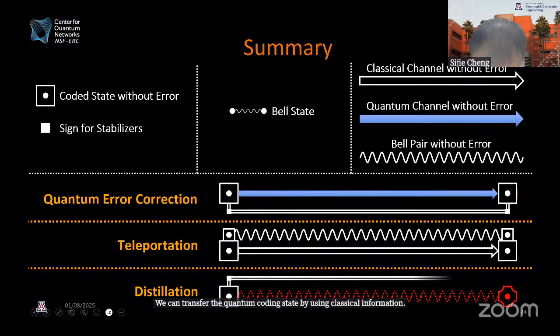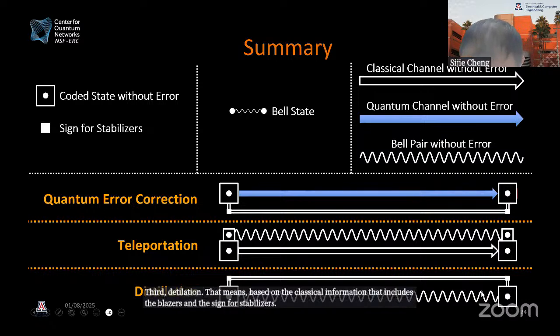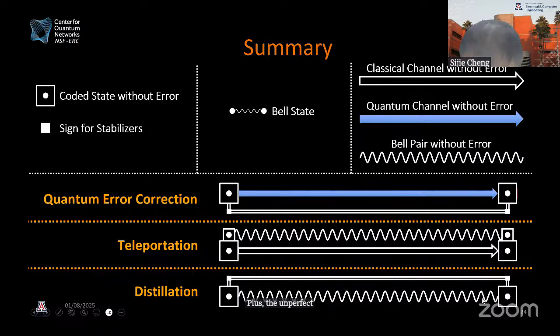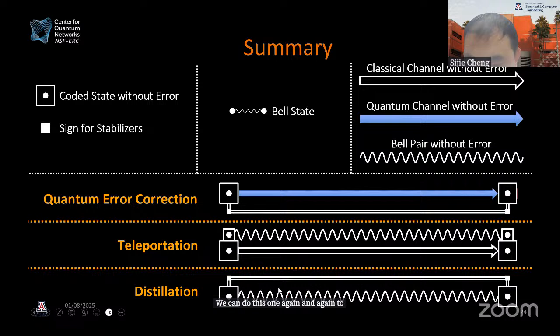Third, distillation. That means, based on the classical information that includes stabilizers and the signs for stabilizers, plus the imperfect Bell pair, we can correct the error in the noisy quantum channel. We can do this again and again to avoid the quantum channel's failure.